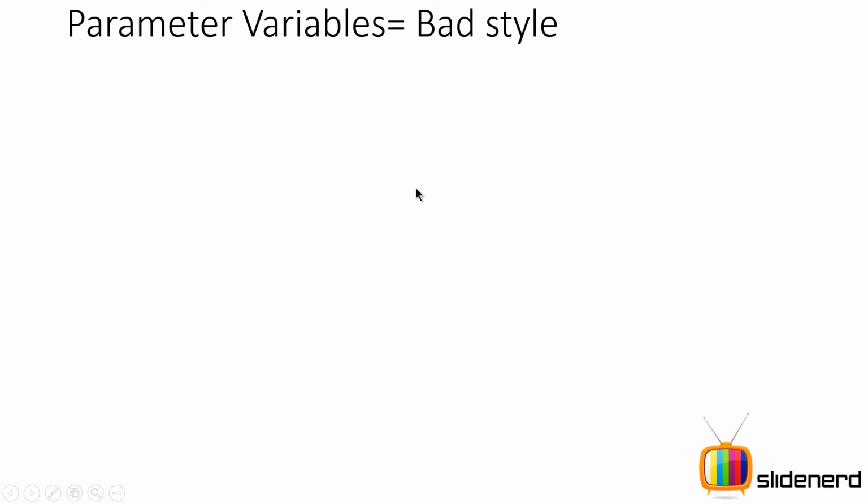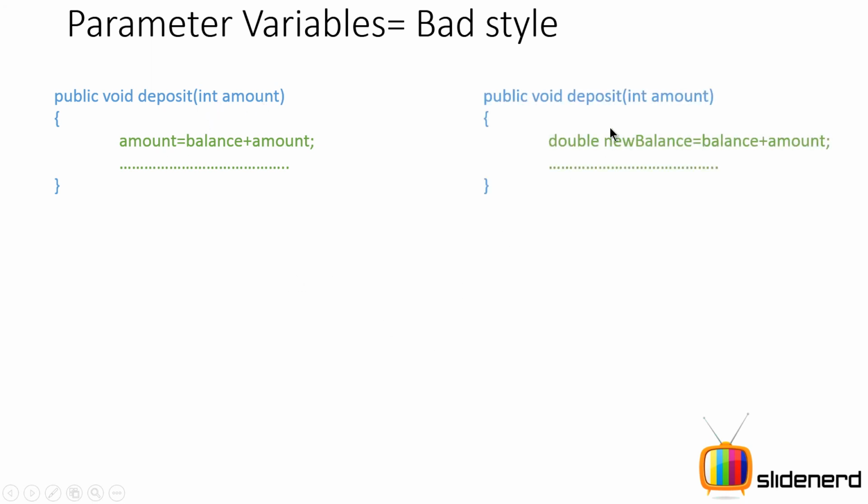So, parameter variables, bad style. Now, last but not the least, let's take a look at what is a good style of programming and what is a bad style of programming. I'm gonna have the same method deposit over here. It has a parameter variable int amount, and I say amount = balance + amount. Same here on the right side, deposit(int amount), and here I say double newBalance = balance + amount. In other words, here I've used this amount variable, added the balance, and stored the result inside the same amount variable. But here I've added the balance to the amount and stored it in a new variable.